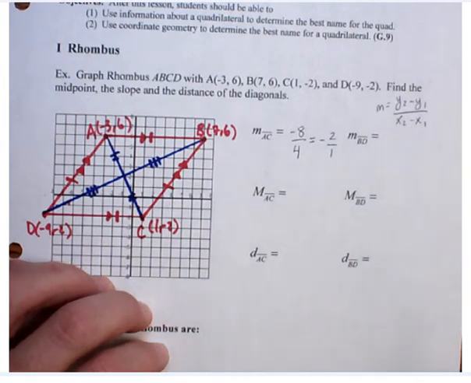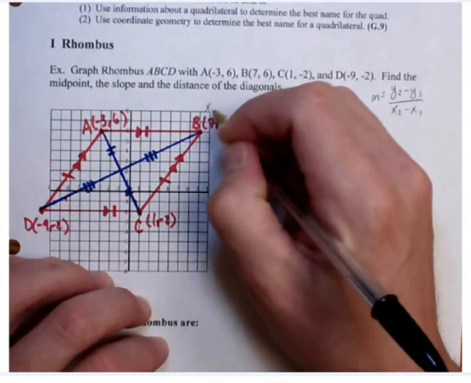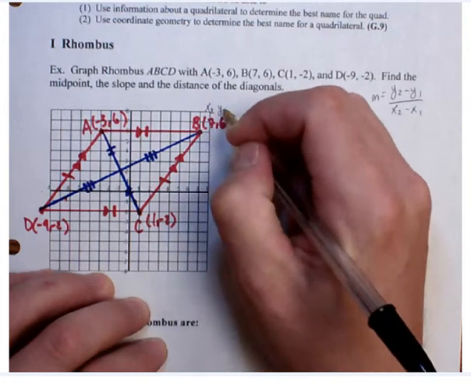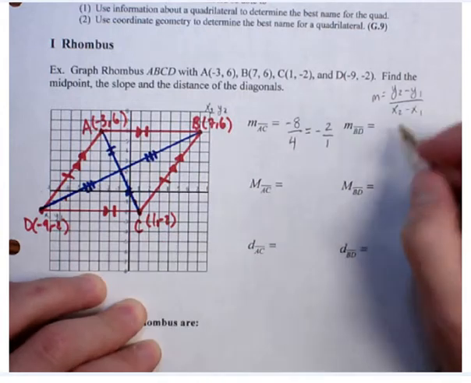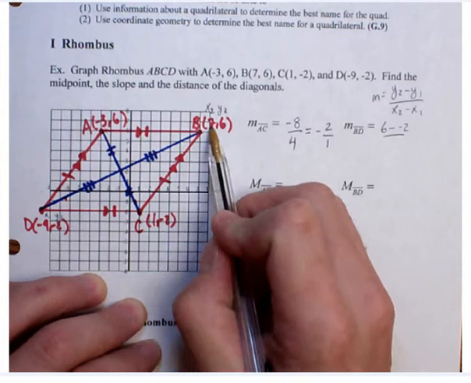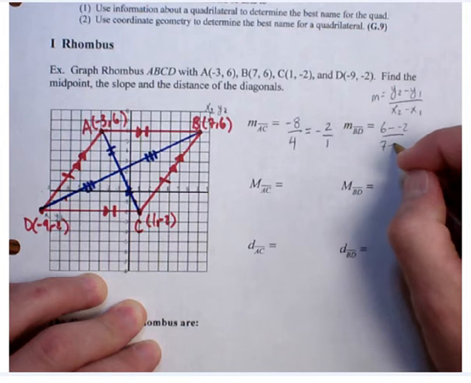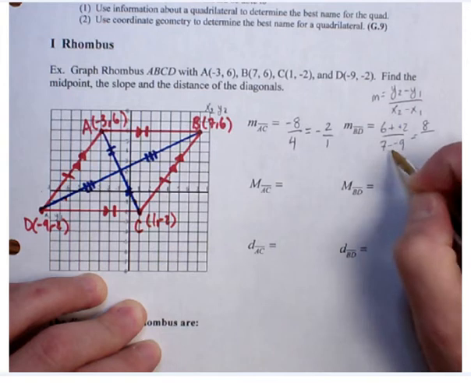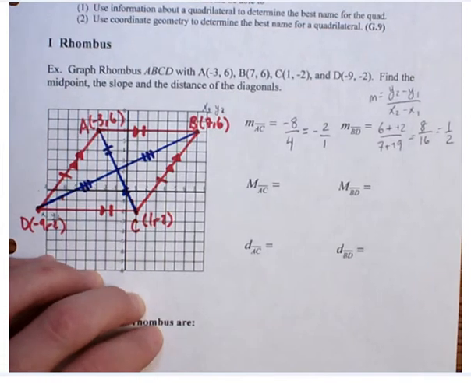So in this case, for BD, we'll say y sub 2 is 6. Excuse me, x2, y2, and then x1, y1. So we're going to subtract the y's. 6 minus -2 over, subtract the x's, 7 minus -9. And we get minus minus becomes positive, that's 8. 7 plus 9 is 16. And we get 1/2.